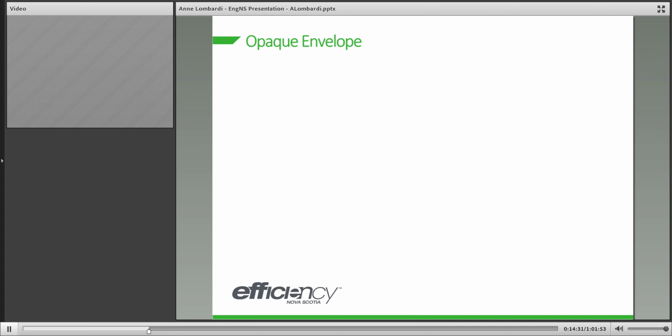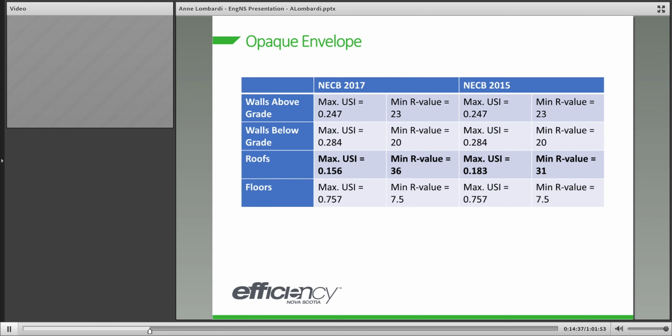All of the requirements that we're going to talk about are the requirements for Zone 6. So the requirements for the envelope in Zone 6 look like this, and I've included the requirements from NECB 2015 and 2017, so we can take a look at the changes. The only change in the opaque envelope was in roofs, and so we went from an R value of 31 to 36 in the newer code.